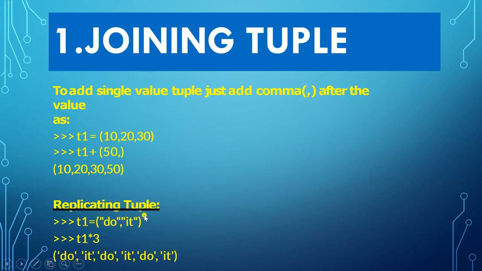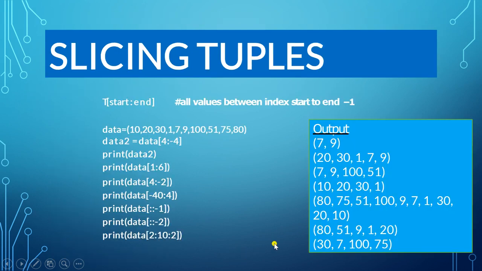Now replicating tuple means multiplication. So this is the tuple, you multiply it by 3, so it will print the values 3 times. This is replication. Next is slicing tuple. Slicing will give the values from 0 to n minus 1, that is, start to end minus 1. So here is the data. This is data 2. The data is 4, 2, minus 4. So these are the indexes 0, 1, 2, 3, then 4. So it will give you the values 4 to minus 4.